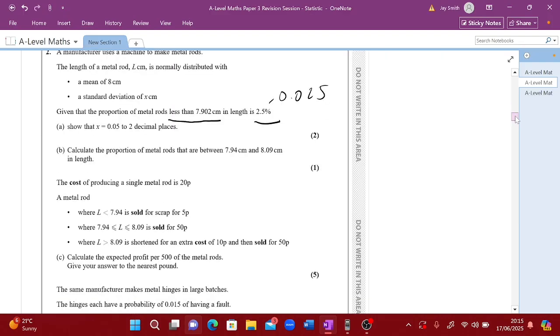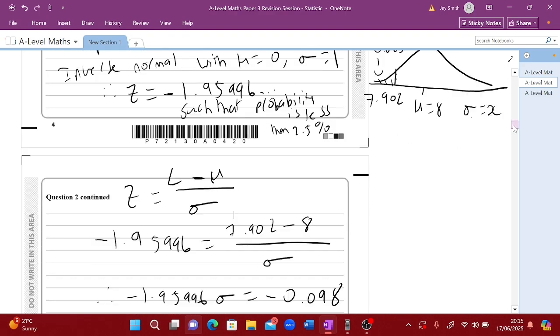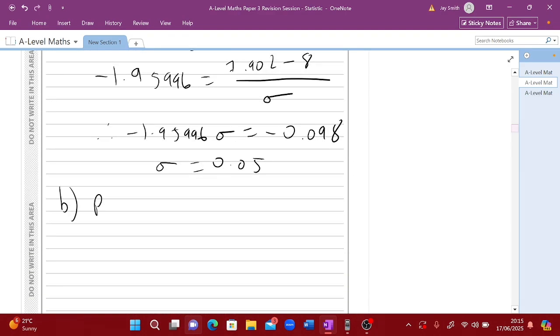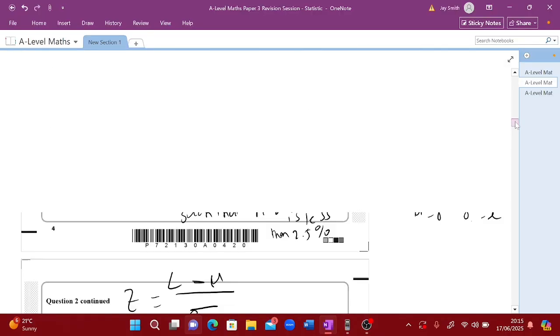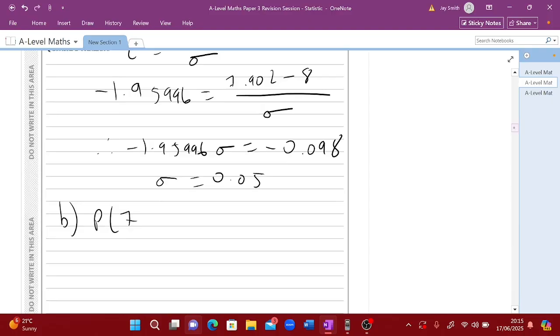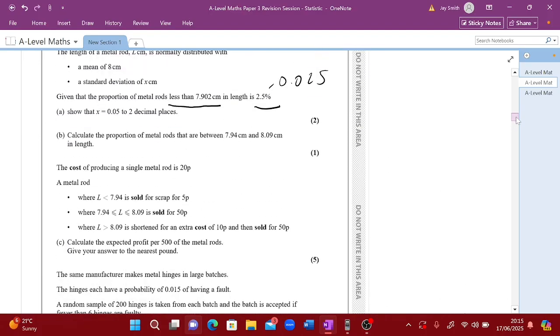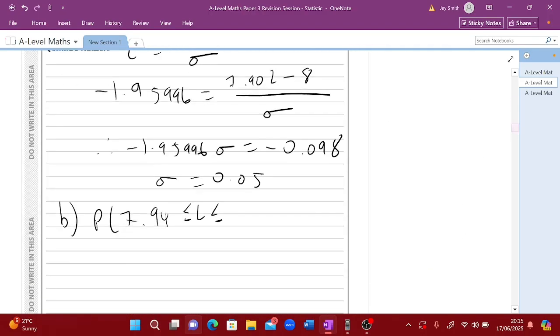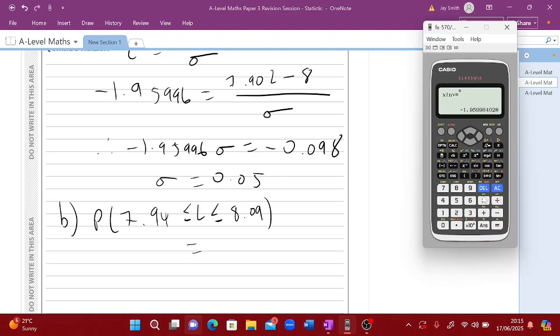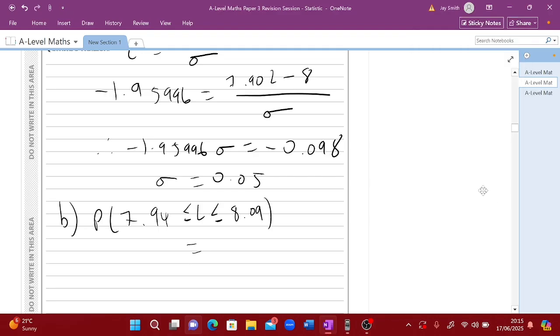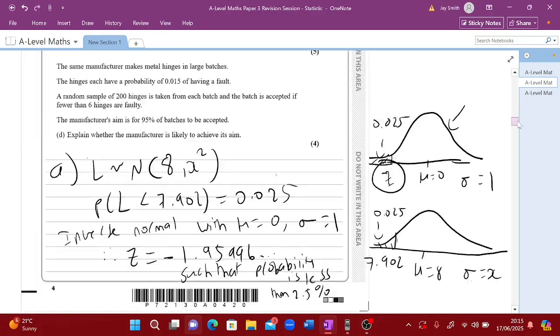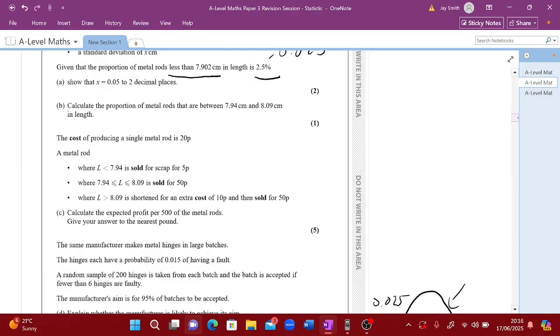Okay, let me, given that, calculate the proportion of rods that are between 7.94 and 8.09. So that's just a simple probability. So we want the probability that the length is between 7.94 and 8.09. Well, that's just going to refer to the calculator again. So now we know sigma. I should probably say x, sorry, because x was the standard deviation. So I'm going to say sigma equals 0.05. Because remember, it was really weird in the question.